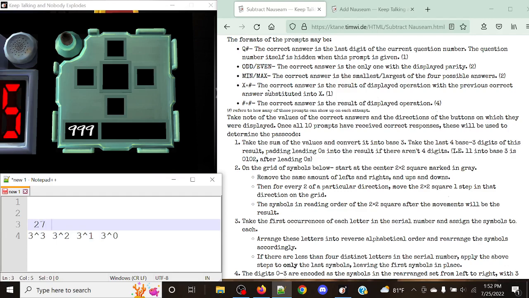3 times 3 is 9, which is essentially 3 squared. Times that by 3 is going to be 27. 9 times 3 is 27. 3 to the power of 1 is just 3 itself. And 3 to the power of 0, anything to the power of 0 is always going to result in a total of 1.